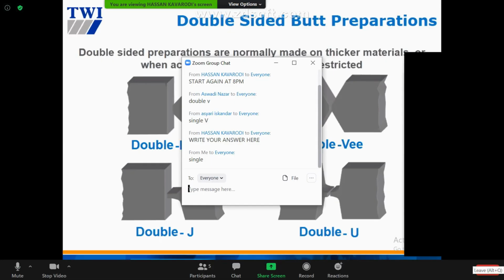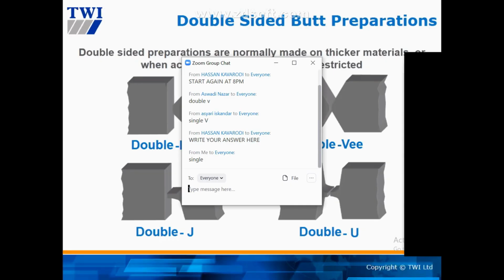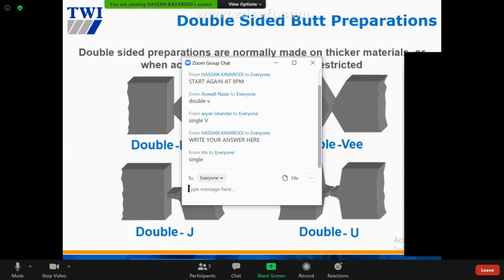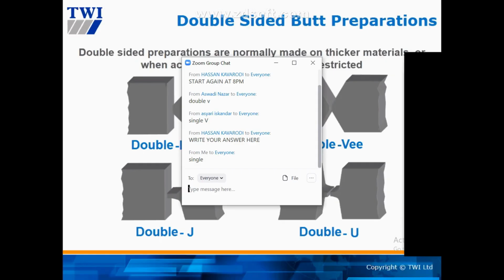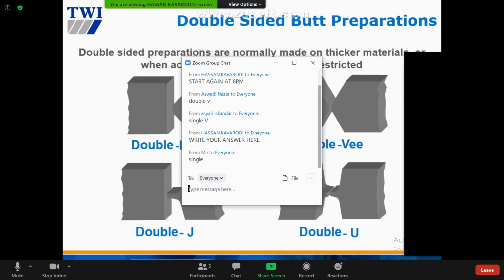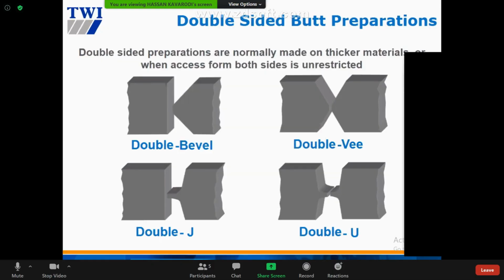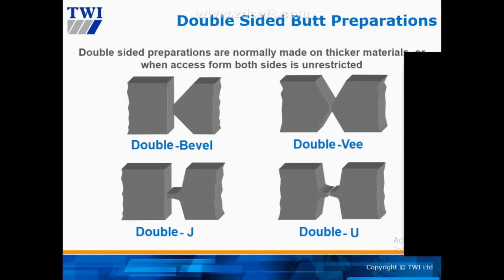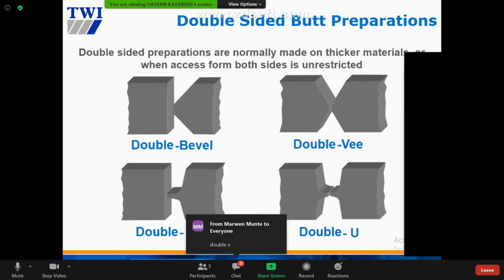Which one is more distortion? Easy to weld? All right. Aswadi said double V. Ashari said single V. Marwan, what's your answer? Which one is easy to weld? Write down in the chat box. Double V, sir. Okay, double V, easy to weld. All right, the answer is double V.